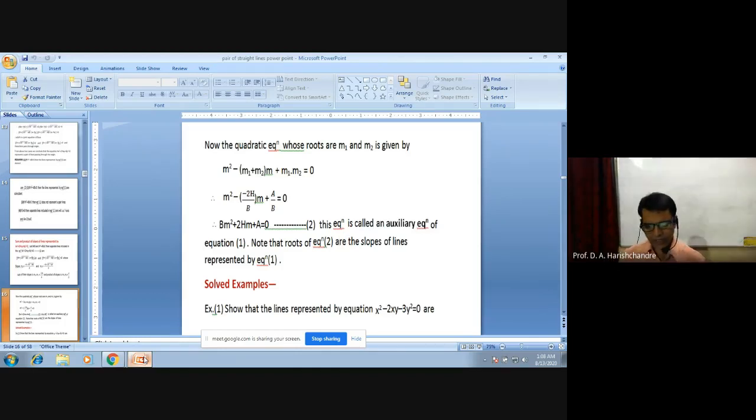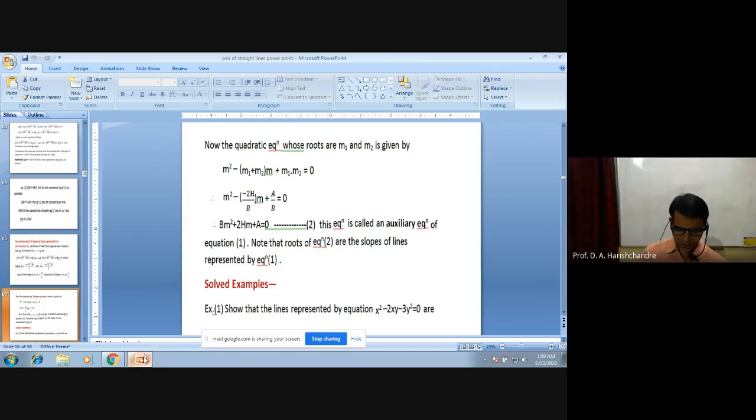Okay, such a quadratic equation is called an auxiliary equation of homogeneous second degree equation 1. You have to remember this auxiliary equation because in problems we are going to use this formula. Note that the roots of equation 2 are the slopes of the lines represented by equation 1. Now, whatever theory we have discussed up till now, let us discuss some solved examples depending on that.